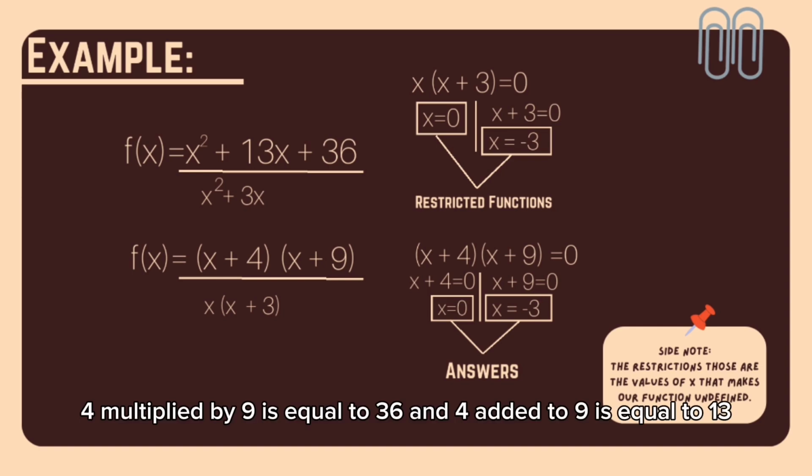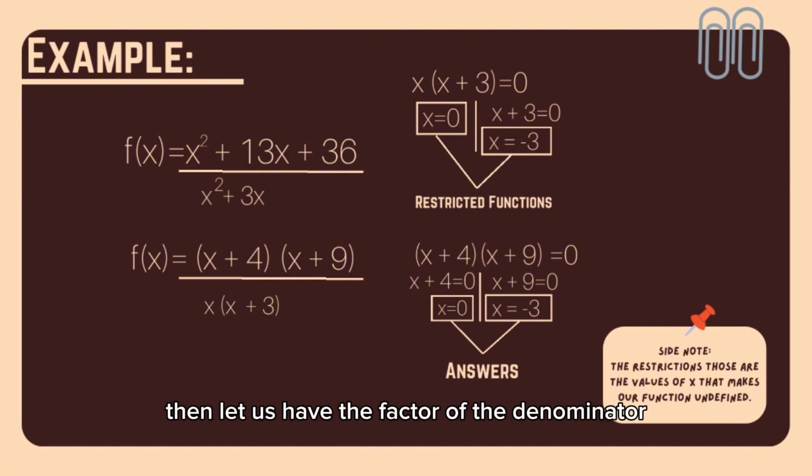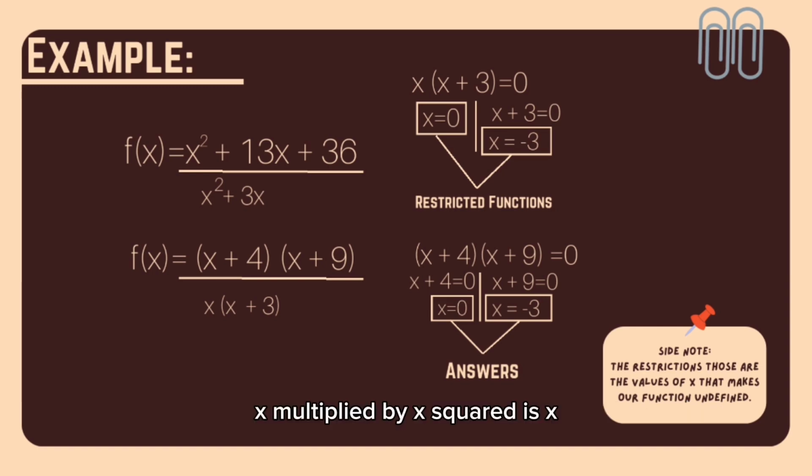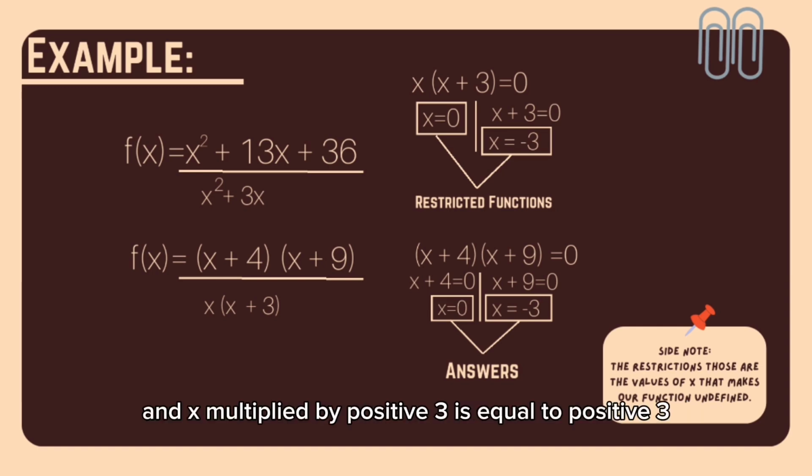4 multiplied by 9 is equal to 36, and 4 added to 9 is equal to 13. Then, let us have the factor of the denominator. The greatest common factor of x squared plus 3x is x. x multiplied by x is x squared, and x multiplied by positive 3 is equal to positive 3x.